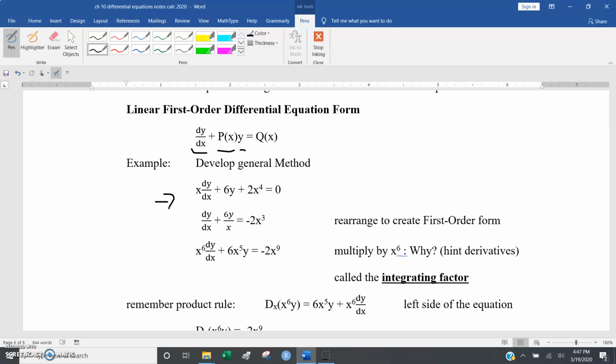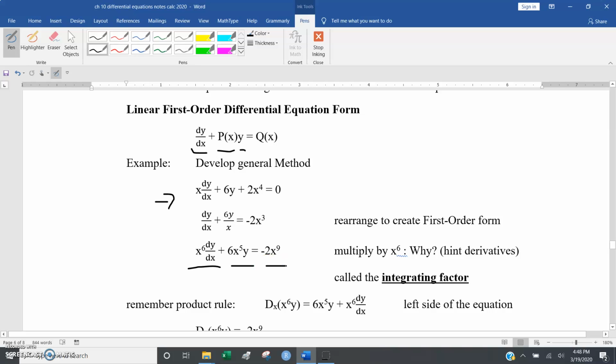Our integrating factor here is x to the 6th, which I will show you how to find in a little bit. But right now, this is what helps us get our derivatives when we multiply each term by an integrating factor. So every term is multiplied by x to the 6th, giving us x to the 6th dy/dx, plus 6 times x to the 5th y, minus the 2x to the 9th.